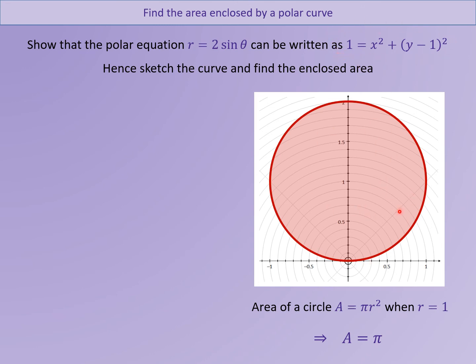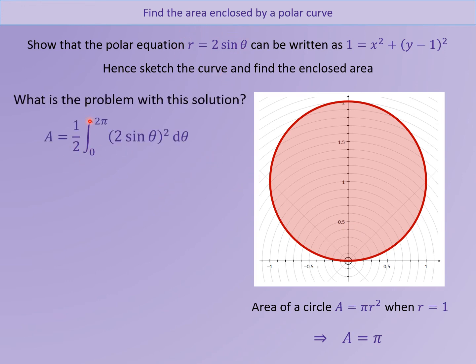The problem is, although there's nothing wrong with this sketch and there's nothing to do with r being negative, when I tried working out the area of this curve just here, I do this, 0 to 2 pi. It's important to cover all the way around. I get 4 sine squared theta. Fine, nothing wrong with this.